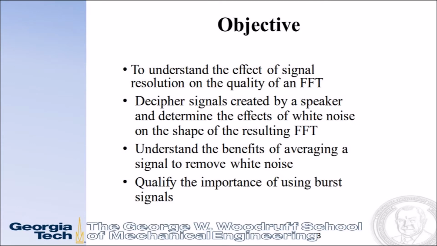There are four main objectives in this lab. The first is to understand the effect of signal resolution on the quality of an FFT. The second is to decipher signals created by a speaker and determine the effects of white noise on the shape of the resulting FFT. The third is to understand the benefits of averaging a signal to remove white noise. And the fourth is to qualify the importance of using burst signals.